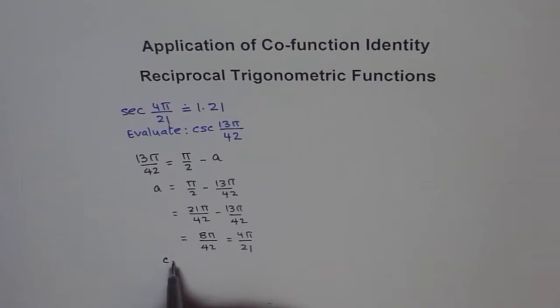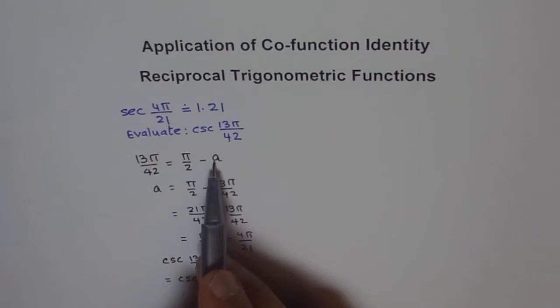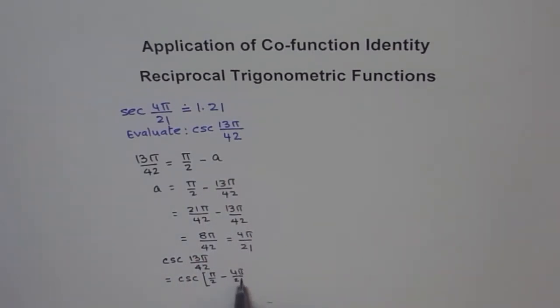So we can now write cosecant 13 pi by 42 as equal to cosecant of pi by 2 minus a. And what is my a? A is 4 pi by 21. And using my cofunction identity, what is this equal to? Cosecant of pi by 2 minus 4 pi by 21 is equal to secant 4 pi by 21, which is 1.21. So we get approximately 1.21 as our answer. I hope you appreciate the approach which we followed here.